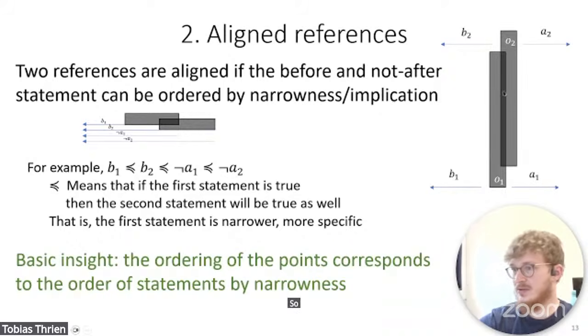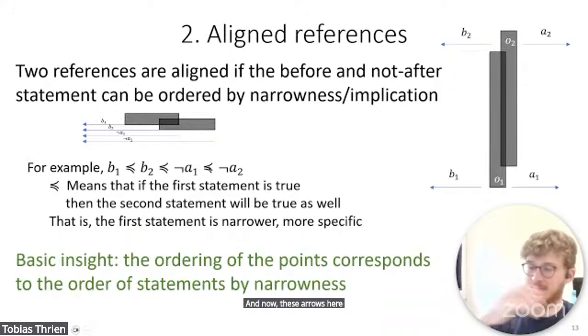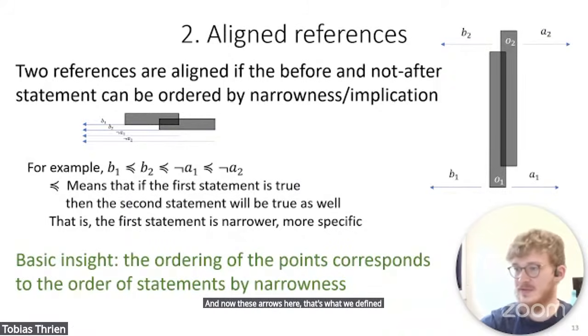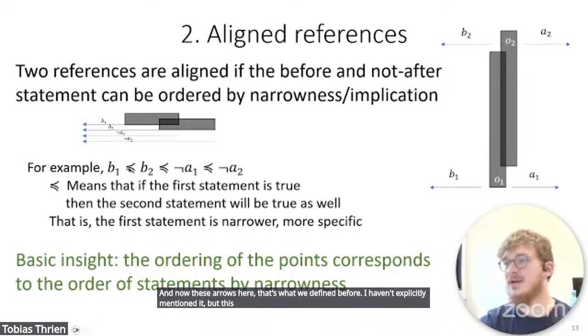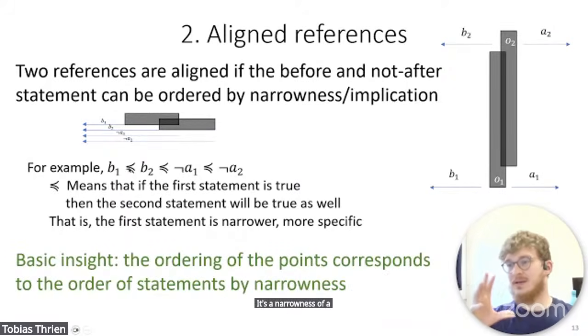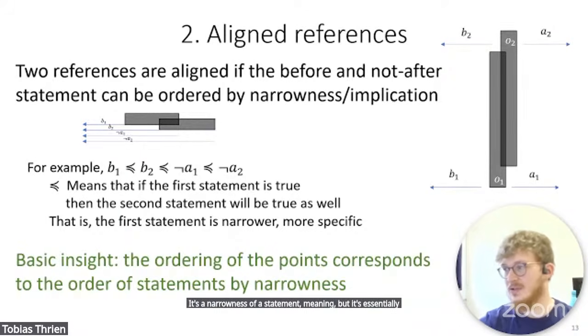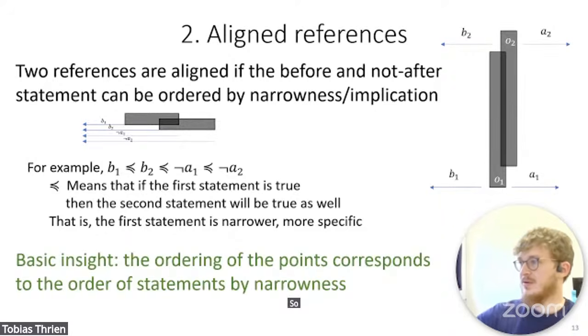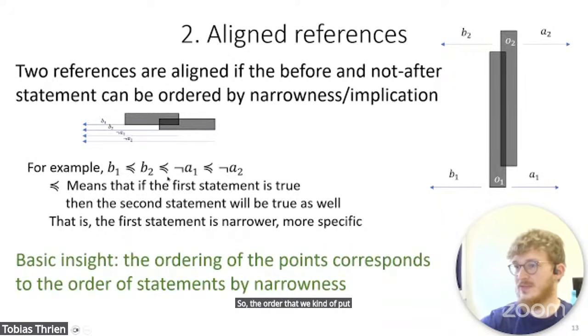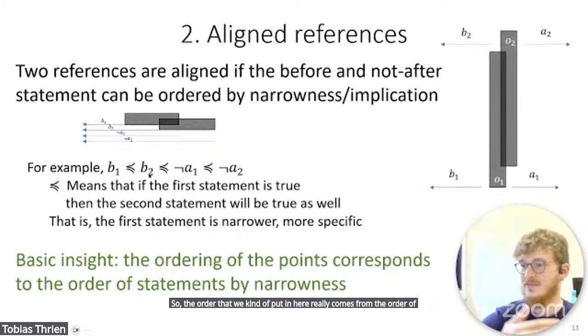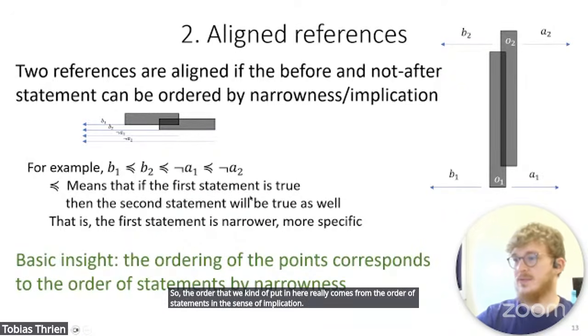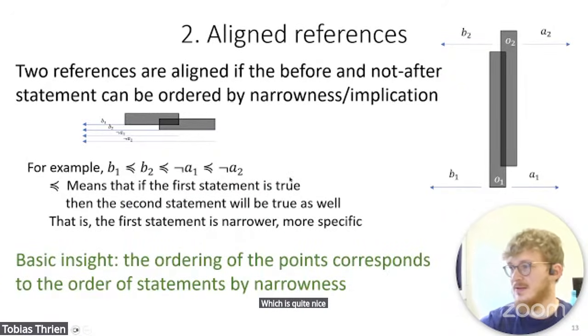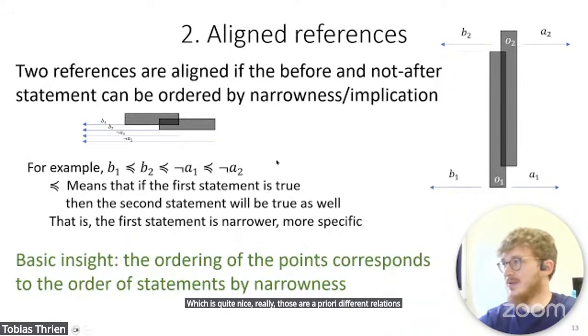So the picture looks like this. And now these arrows here, that's what we defined before. I haven't explicitly mentioned it, but this is essentially implication. So the order that we put in here really comes from the order of statements in the sense of implication, which is quite nice. Really, those are a priori different relations, but now they become essentially the same.